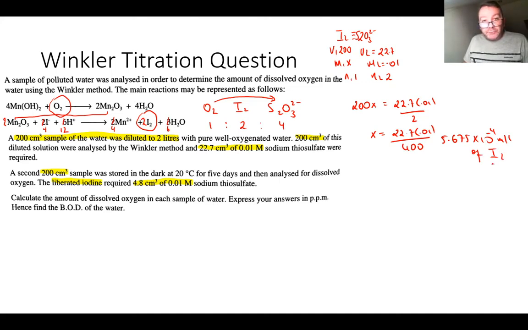We want to know what the concentration of oxygen is in the original sample. So we've got two things to do. First of all, we've got to take the iodine back to oxygen. What's the relationship between iodine and oxygen? It's 2:1. So therefore, 2:1 means we're going to half this in order to work out the concentration of oxygen. So we take that and divide it by 2, and we end up with 2.84 by 10 to the power of -4 moles per litre of O2.